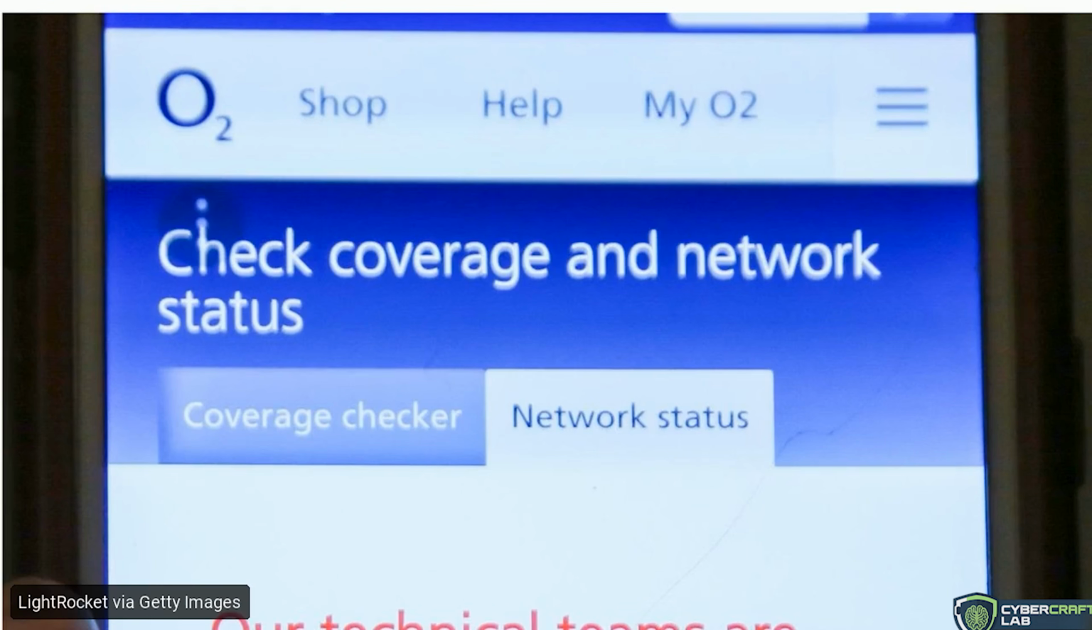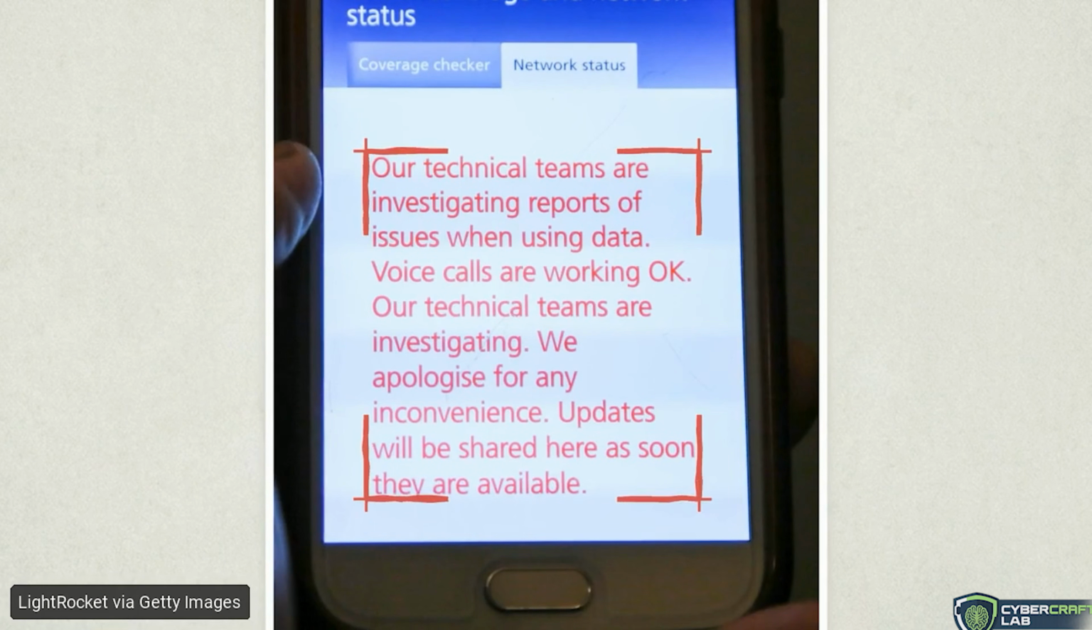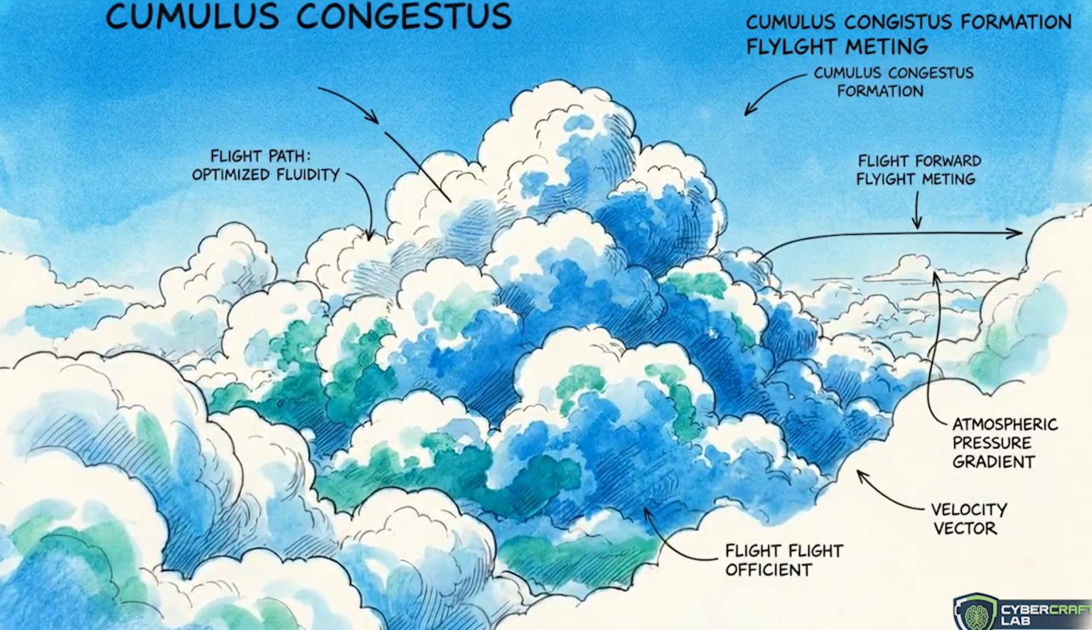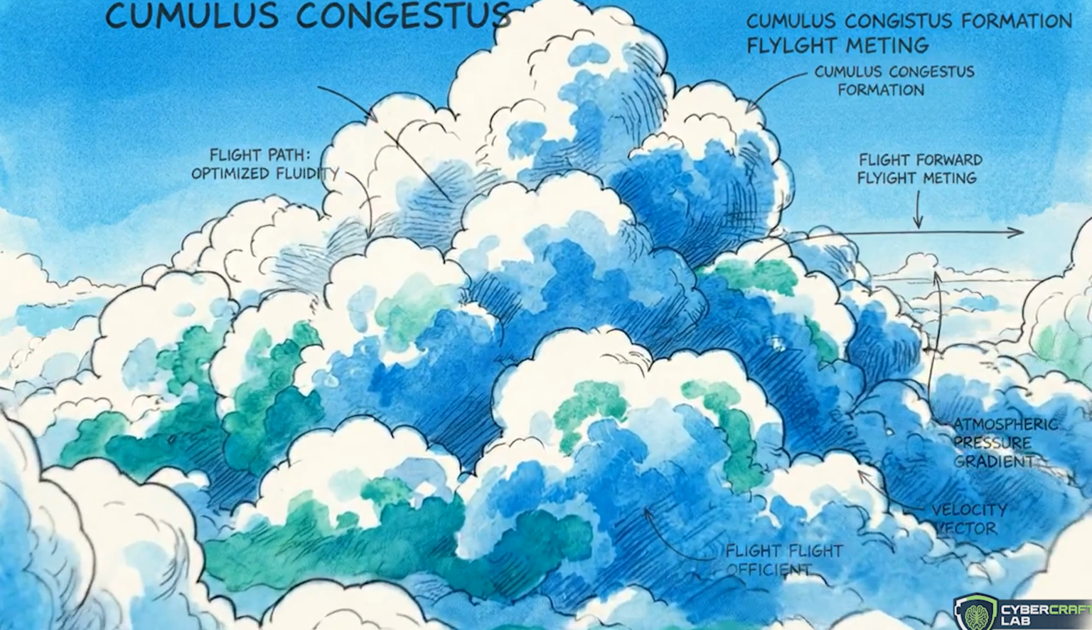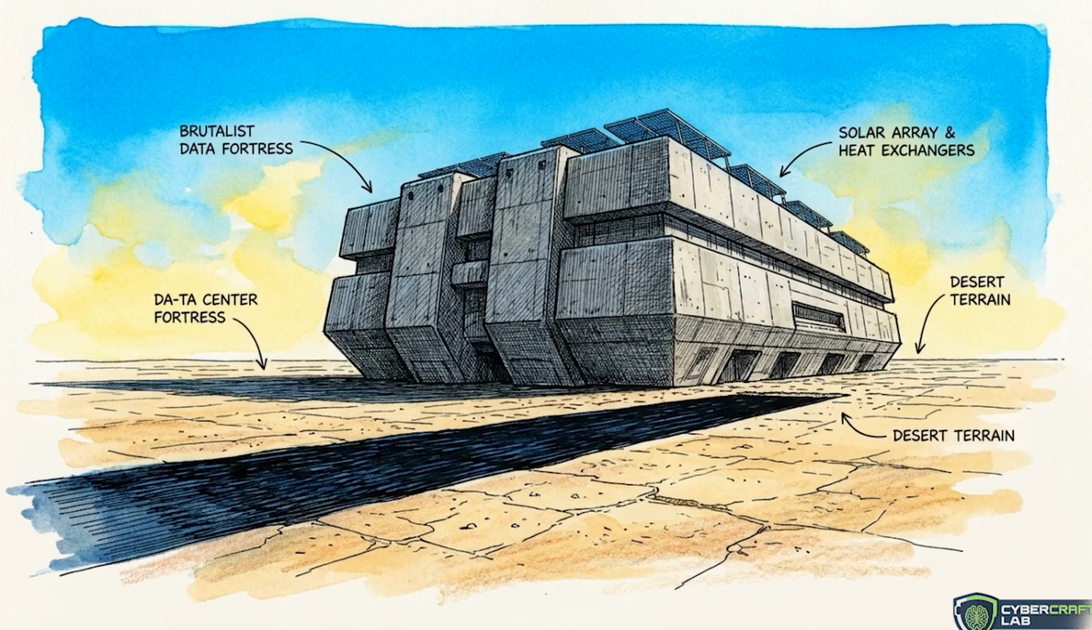For the average person looking at their phone, the breakdown is absolute. The screen throws a vague error message about investigating data issues, and suddenly, you are completely severed from the rest of the world. We like to think of our data as living in the cloud, a weightless, decentralized web floating above us. But the cloud is actually incredibly heavy.